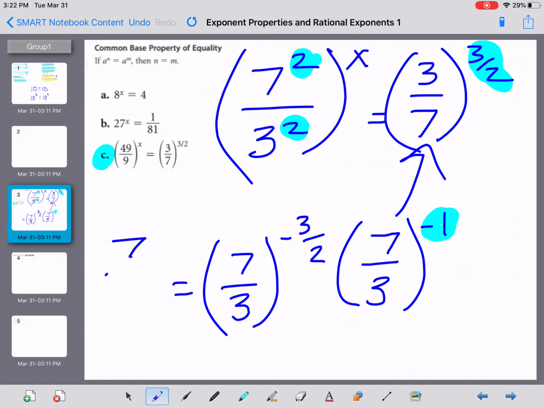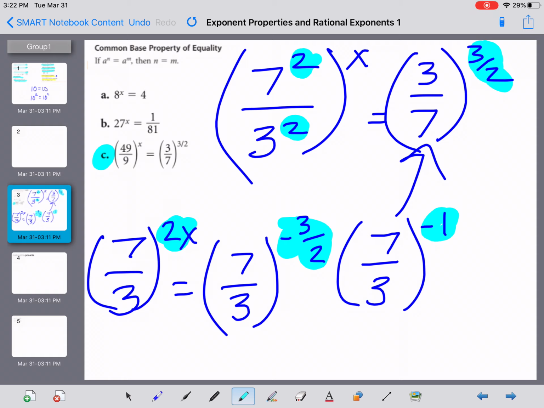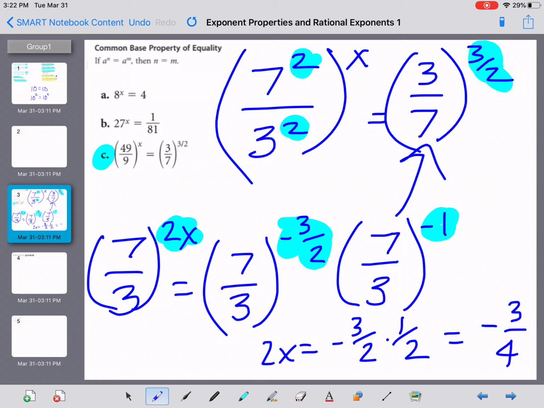Okay, and then for this one, I can basically factor out that exponent of 2 and change that to 7/3 to the 2x. So I should only have the base, and then what I have remaining are my equivalent exponents that I can set up. So that's what I'll do. I'll go 2x equals -3/2. Hopefully your fraction stuff is good. Instead of dividing by 2, I can multiply by 1/2. So then this becomes -3/4. Okay?